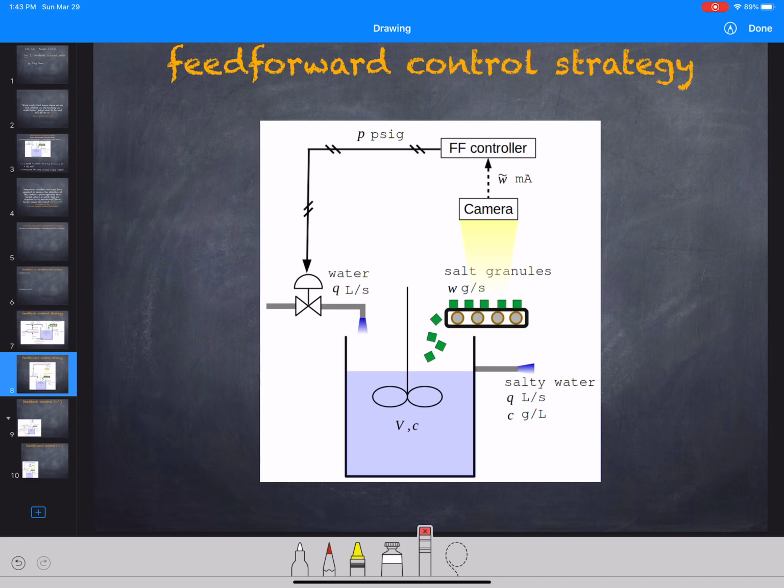So, in contrast, in a feed-forward control strategy, remember what we do is instead measure the disturbance variable. So, where that's happening is right here. So we measure the disturbance variable.